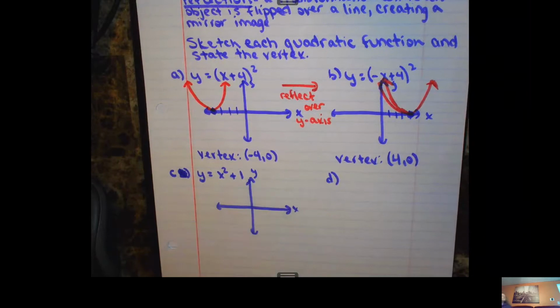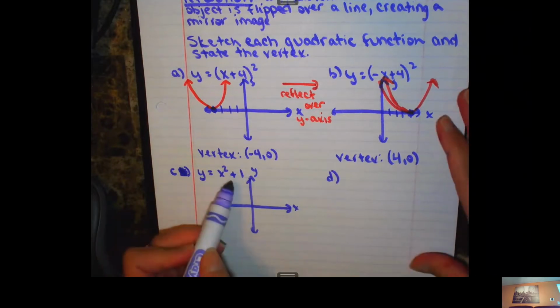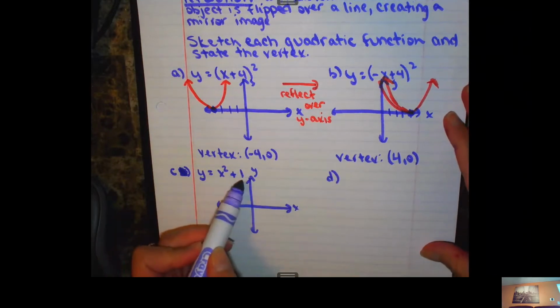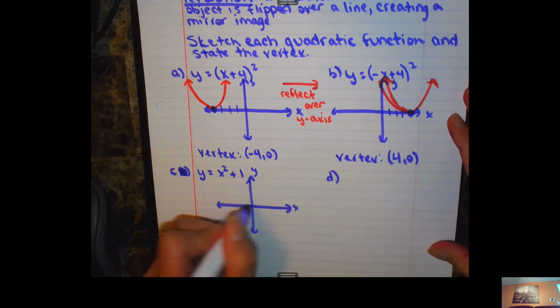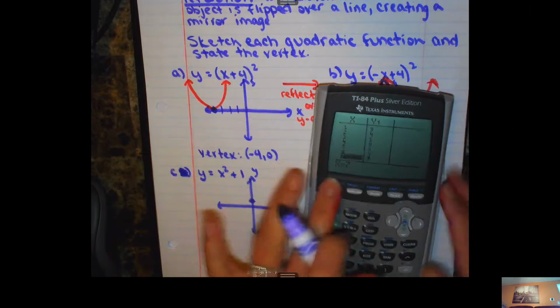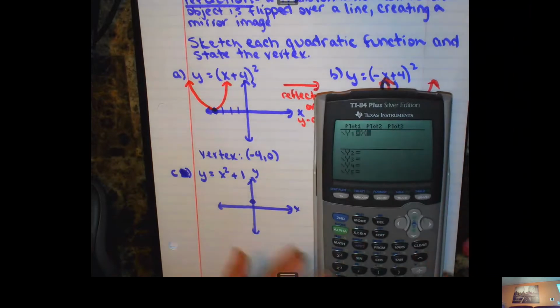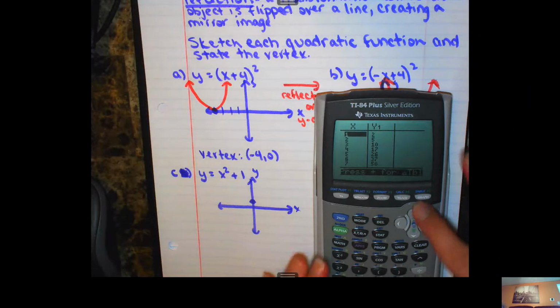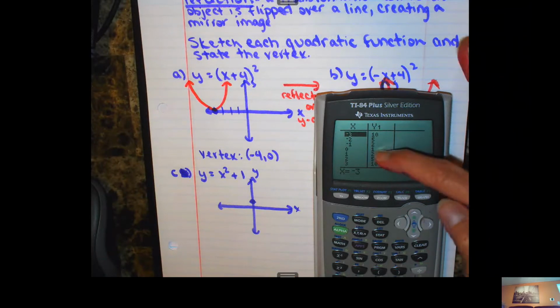Based on the previous lesson, we learned that if we have plus 1 added to the end of a function, that means we are going up 1 for the vertex. So our vertex should be here, but I just want to double check. I'm going to go to y equals and type in x squared plus 1 and see where my vertex is. Moving my table, 10 and 10 matching, so my vertex should be 0, 1.